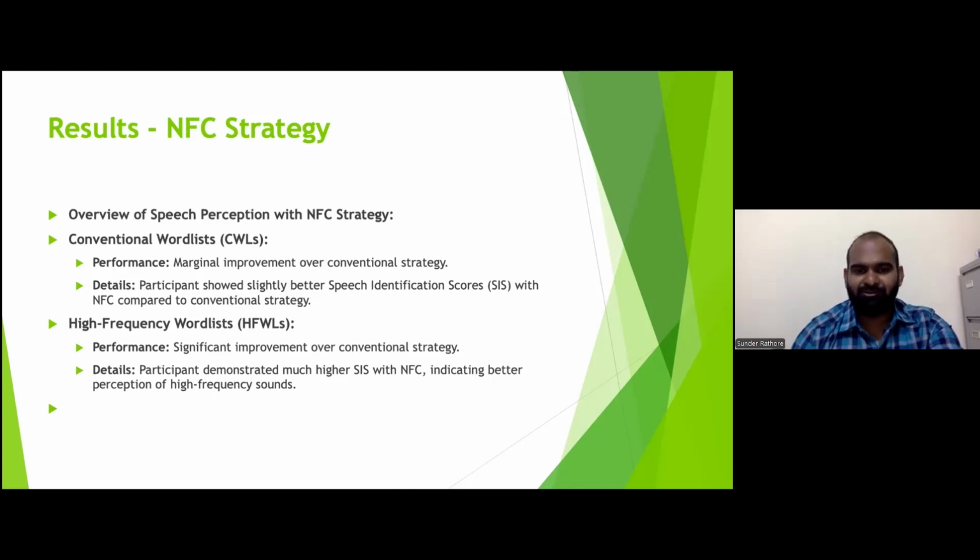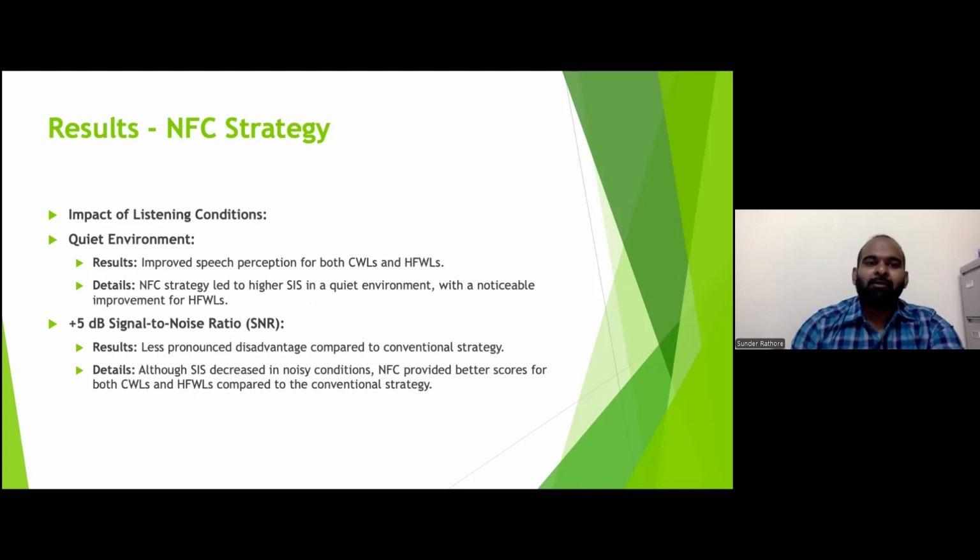So in the NFC strategy, if you can see the overview of results, in conventional word lists, the performance is a marginal improvement over the conventional strategy, where the participant showed slightly better speech identification scores with NFC compared to the conventional strategy. In the condition of high frequency word lists, the performance is significantly improved over the conventional strategy. In detail, the participant demonstrated much higher SIS with NFC, indicating better perception of high frequency sounds.